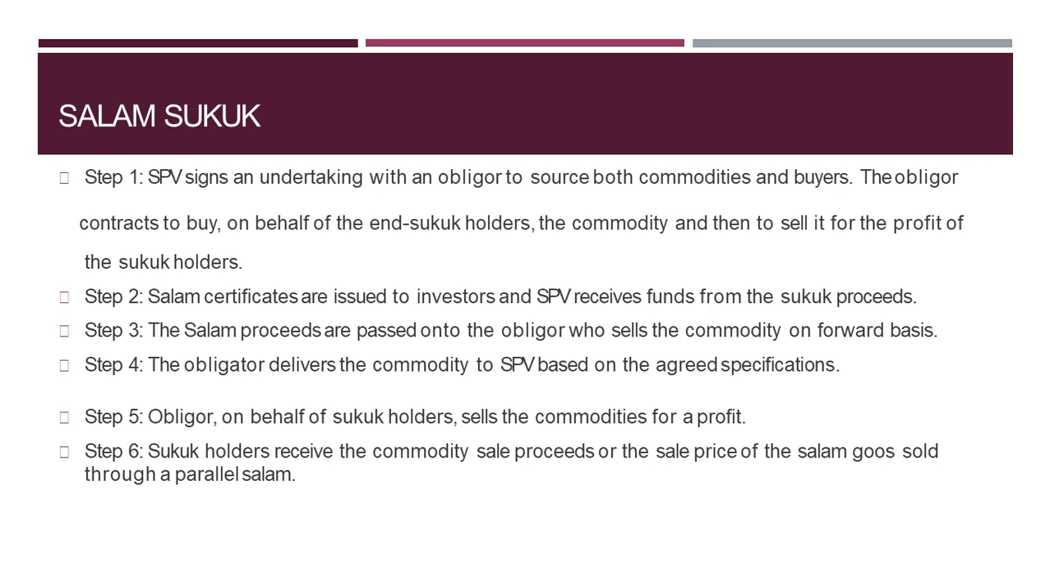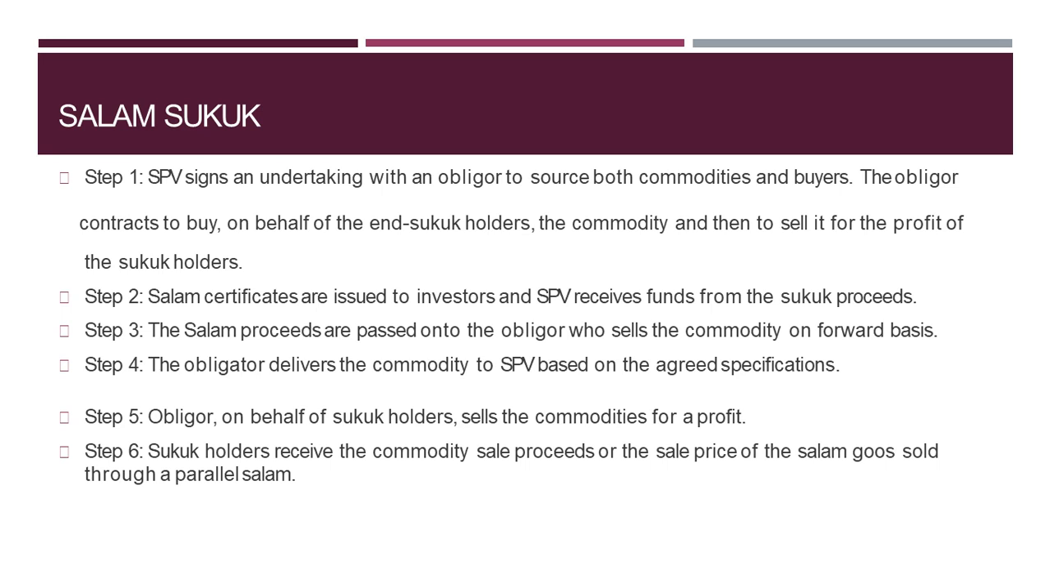Again, the issuing of salam sukuk includes some steps. On the first step, the special purpose vehicle sends an undertaking with an obligator to source both commodities and buyers. The obligator contracts to buy the commodity on behalf of the end sukuk holder, and then sells it for the profit of the sukuk holder.